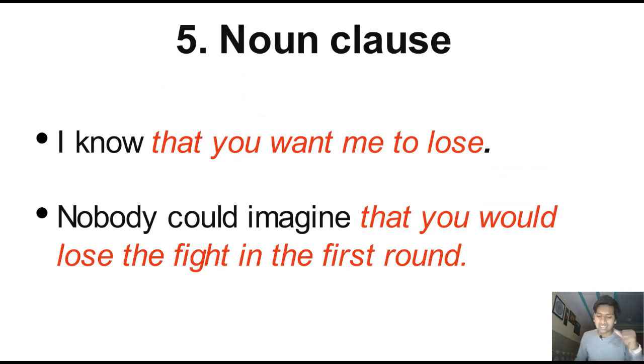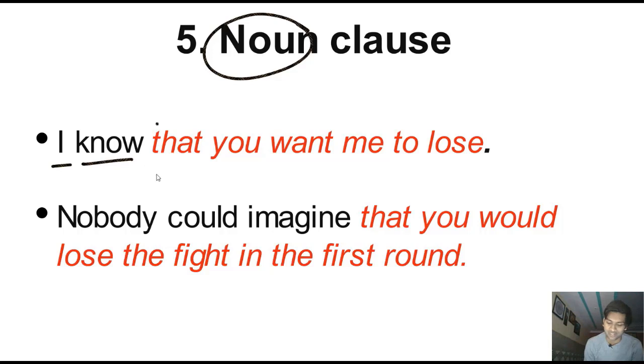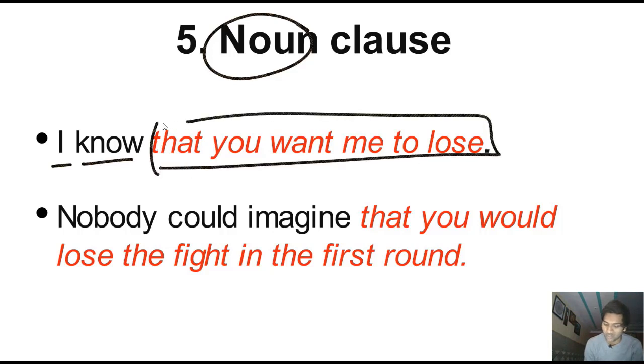Now the last one, a noun clause. What is a noun clause? It's a dependent clause that functions as a noun. It can be a verb complement as well. It can be a direct object as well. Examples. I know, you know what? If I just end the sentence here without talking about what I know, it will not make any sense, will it? No. I know, I know what, right?